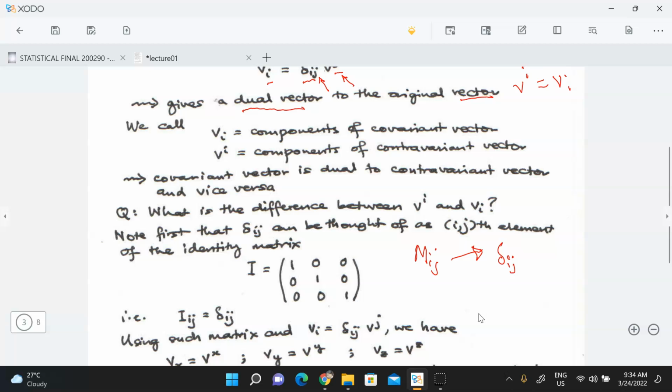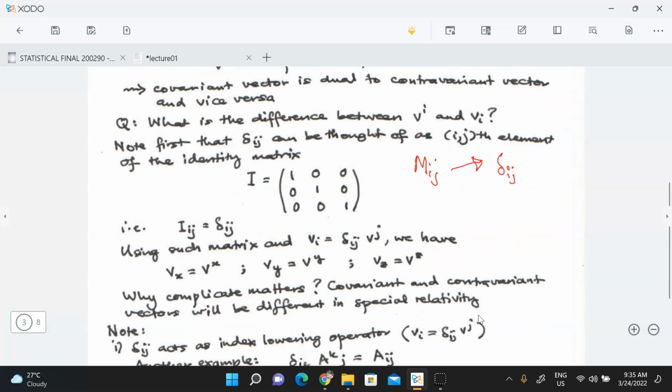There are two different terms, metric and matrix. I have difficulty saying it. So in other words, your Kronecker delta is essentially the components of your identity matrix.